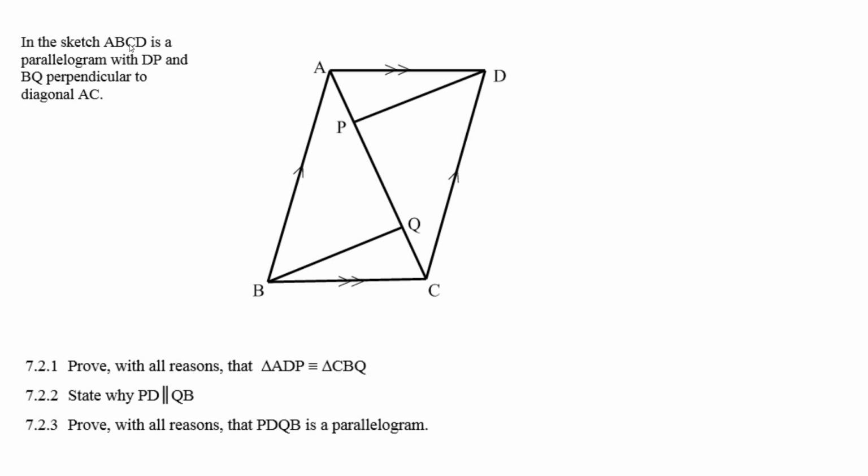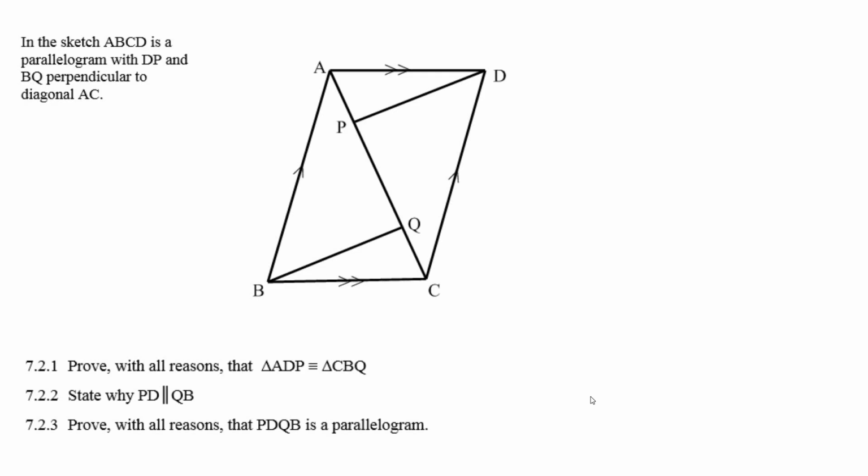Okay, they give us here ABCD, the big quadrilateral on the outside, is a parallelogram. They say that DP and BQ are perpendicular to the line AC. So we know that's 90 degrees, perpendicular, 90 degrees on both sides of that. Prove with reasons that ADP, this little triangle here, is congruent to CBQ.